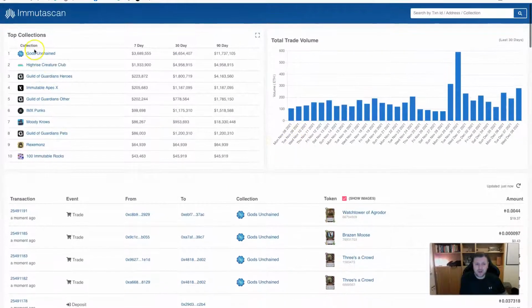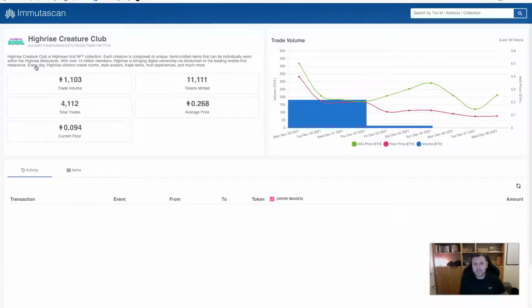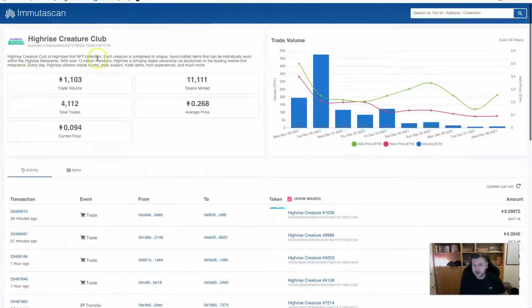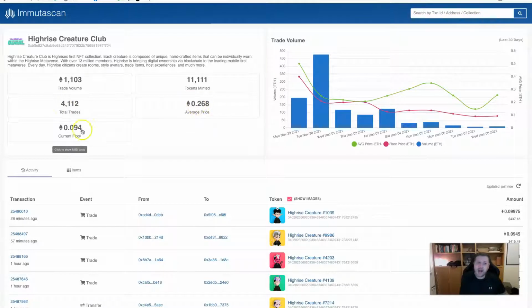So what we can do, we can take one of these. I was talking about this one here, High Rise Creature Club. What you can do here, you can click on that. It tells you a bit about the project. It shows you the total traded volume, how many were minted, the total amount of trade that happened on the platform, the average price and the current floor price. Again, that's reflected in the trade volume here over the last 30 days.